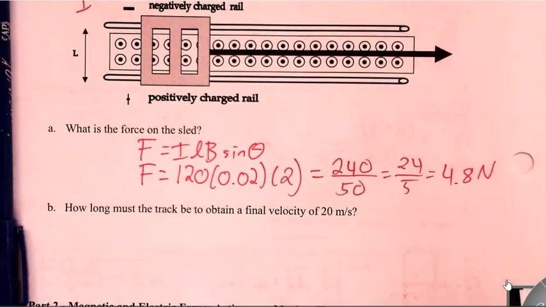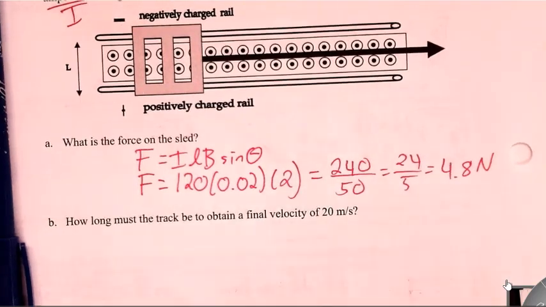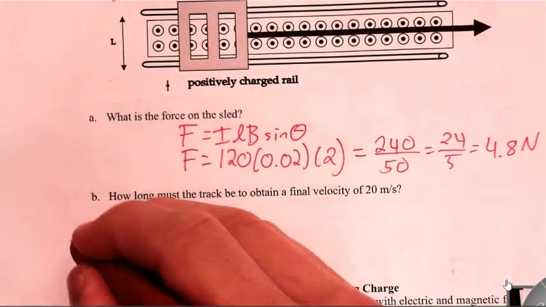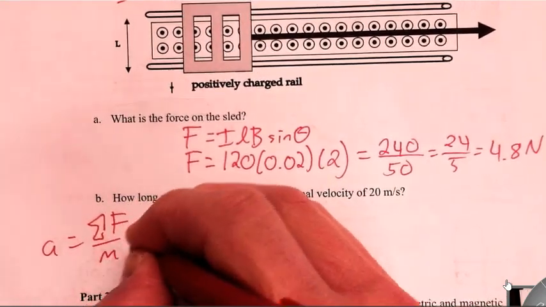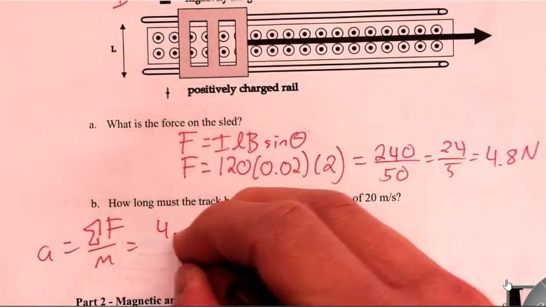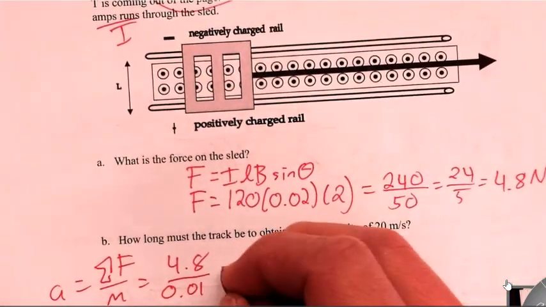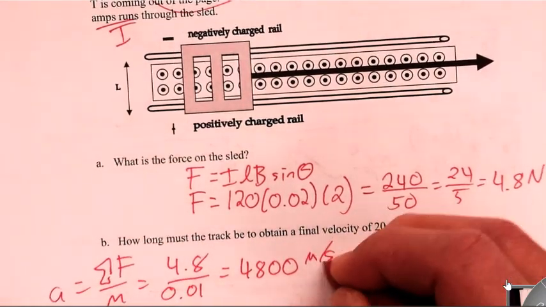How long must the track be to attain a final velocity of 20 meters per second? Well, we have a force. Did they give you a mass? They did. Nice. When you get a mass, you can find an acceleration. The acceleration is the force over mass. So 4.8 over 0.01, which is 4.8 with 2 zeros behind it, meters per second squared.